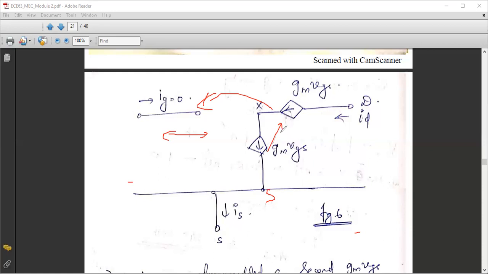Series arm means same current. Whatever I represent here, the same replica I will represent here also, because the same current flows from D to X as well as X to S, as the input is contributing 0 current. There is no current entering from the gate. Therefore, I am inserting one more current source in the arm DX. So this will be your second figure. Is that clear, all of you? Draw this. Gautam, is that clear for you? Yes, sir. Okay.